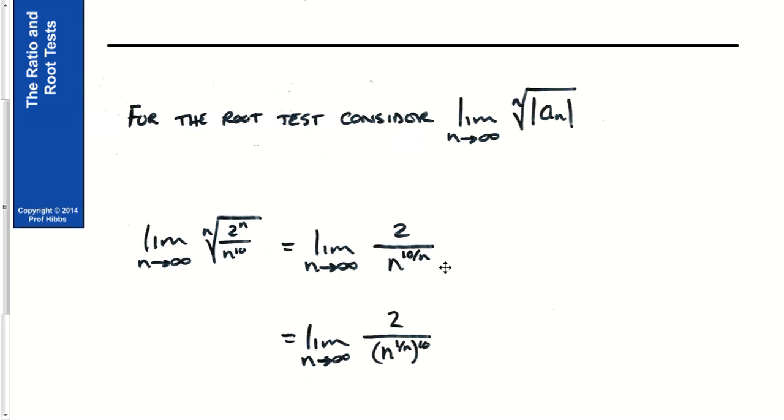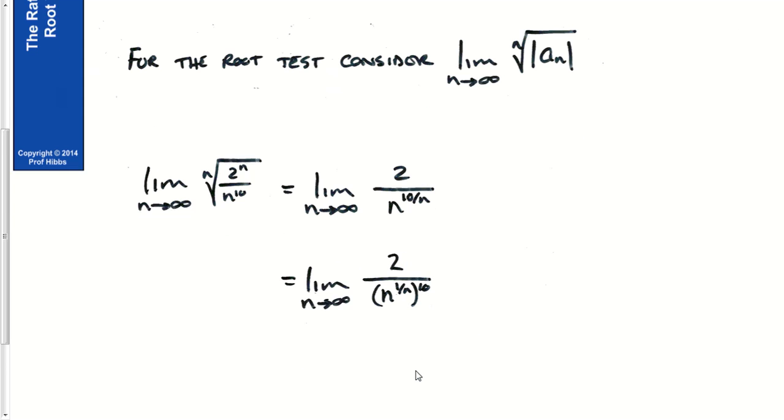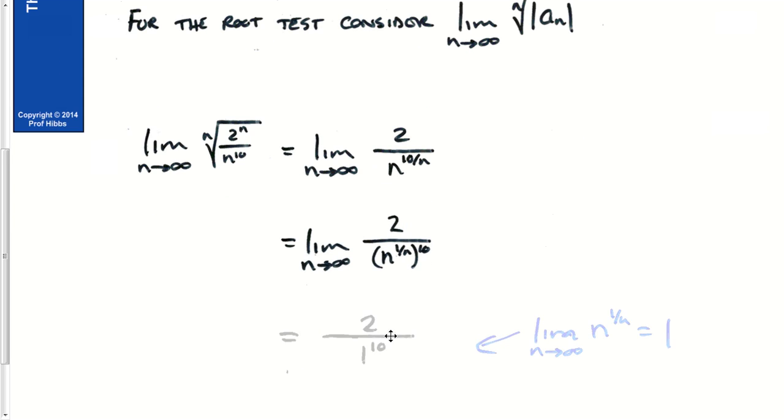Well, I'm going to use the same little trickery, if you will, cleverness, let's call it that, I've used previously. Think of this exponent now as 1 over n times 10. So let's write this whole expression in the denominator as n to the power 1 over n, that raised to the 10th power, because that would be the power 10 over n, wouldn't it? Now, the limit of n to the power 1 over n is just 1, isn't it? See, that's what we did a couple of times ago. The limit of n to the power 1 over n is just 1.